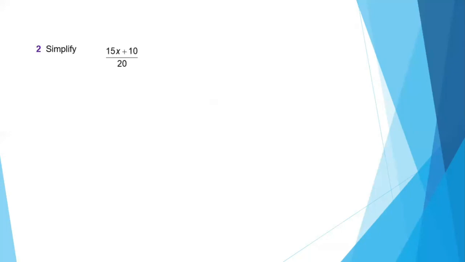Again, we are going to factorize the numerator. Factorizing the numerator, what is the HCF of 15x and 10? So 15 and 10, yes, 5 is the HCF. So we take 5 common. What is left from 15 when 5 is taken out? 5 3s are 15, so 3x is left. Plus from 10, 5 has gone, so 2 is left.